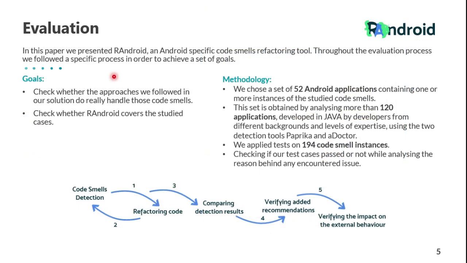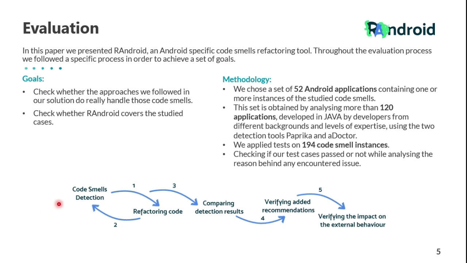In order to measure the accuracy of our tool, we follow a specific process in order to achieve a set of goals, which are, first, to check whether the approaches we followed in our solution do really handle those code smells, and second, to check whether RAndroid covers the studied cases without adding any bugs or changes that impact the external behavior. We started by analyzing more than 120 applications developed in Java by developers from different backgrounds and levels of expertise using the two detection tools, Paprika and iDoctor, of course.